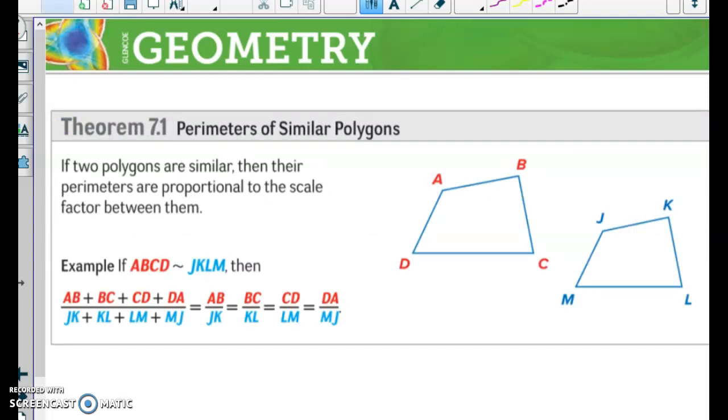So we have a first theorem that says the perimeter of similar polygons. If I add up all the sides of one polygon and I add up the sides of another polygon, let's say that the ratio of one of them is 3 to 2, and they are similar, then we know that the perimeter is going to be the same ratio. So if you know the ratio of two sides and you know the perimeter of one, you can find the perimeter of the other. Make sure you get this down on your blue sheet.